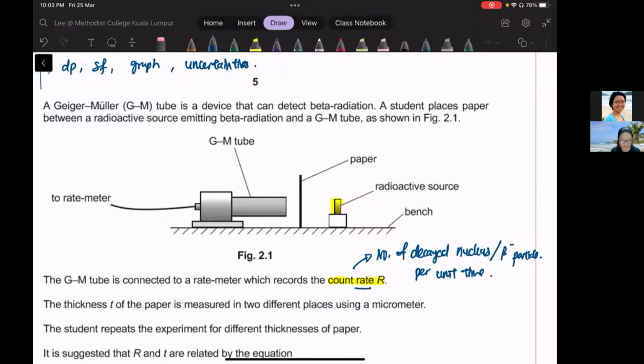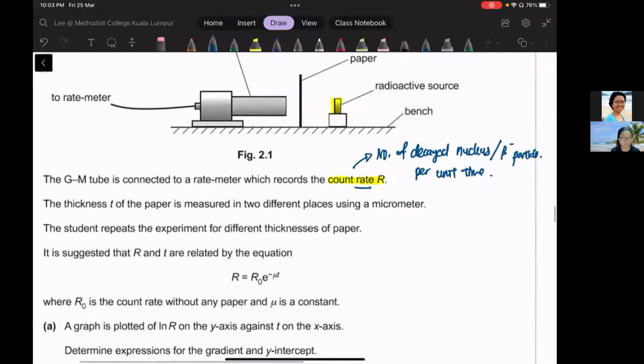Okay. The thickness T of the paper is measured in two different places using a micrometer. The student repeats the experiment for different thicknesses of paper. It is suggested that R and T are related by this equation, where R0 is the count rate without any paper, and mu is a constant.